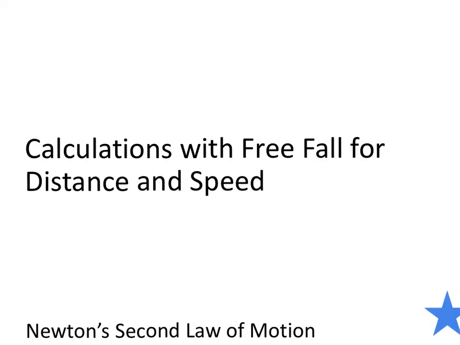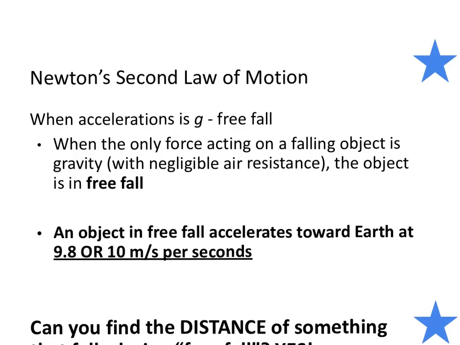Now let's look at how I calculate free fall and non-free fall distances and speeds. So Newton's second law of motion, in the event that my acceleration is gravity, I am in what's called free fall. Now this means that I only have that one force, and it's the force of gravity acting on that falling object. So I have negligible or zero air resistance. This object is considered to be in free fall.